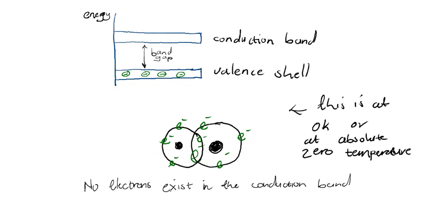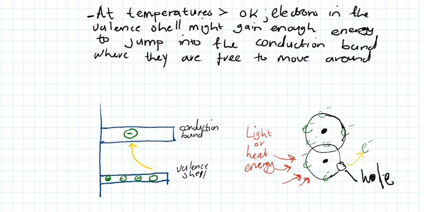So let's look at what happens if we raise the temperature of the silicon crystal to any temperature greater than 0 Kelvin. Electrons in the valence shell have enough energy to move into the conduction band. They might gain enough energy to jump into the conduction band, where they will become what? Free electrons and move freely as current when we apply a potential to that silicon crystal.